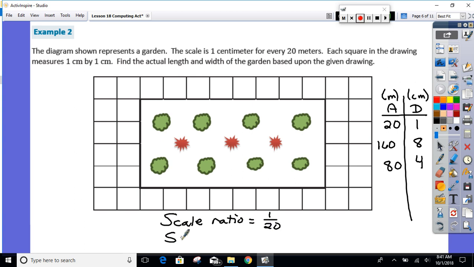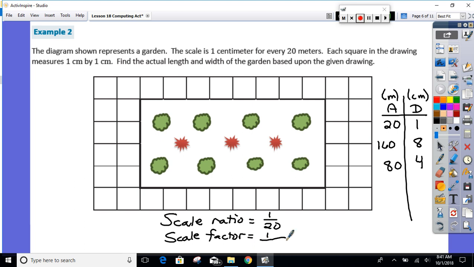If we're to find the scale factor, again, we need to be all in the same units. So how many centimeters are in a meter? 100. So if there's 100 centimeters in a meter, what would the scale factor be? Katie? 1 over 2,000, good.